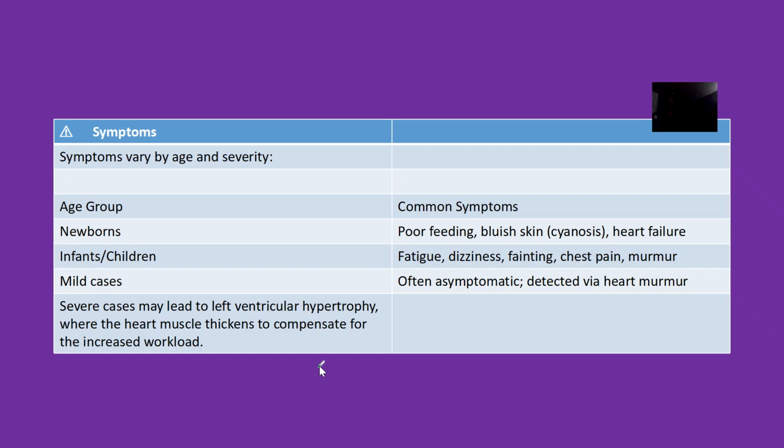So symptoms depend on the age group. Of course, neonates are much more vulnerable to this, where you're having poor feeding and their skin is becoming bluish, that's cyanosis. Infants or children are just weak. They are dizzy, have chest pains and murmurs.